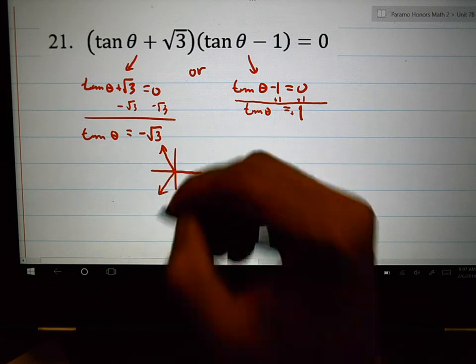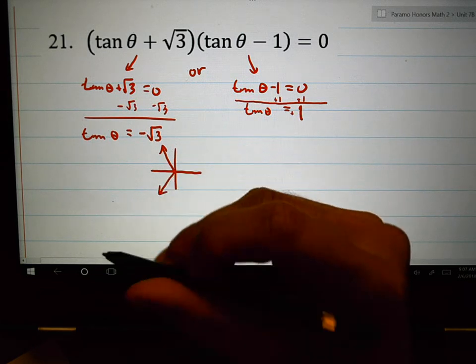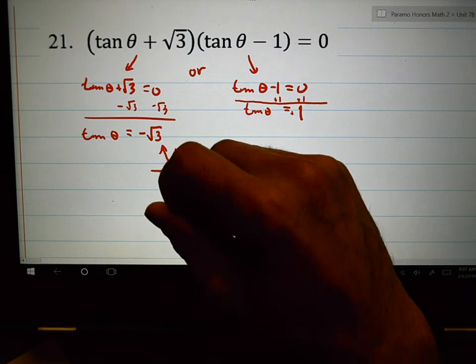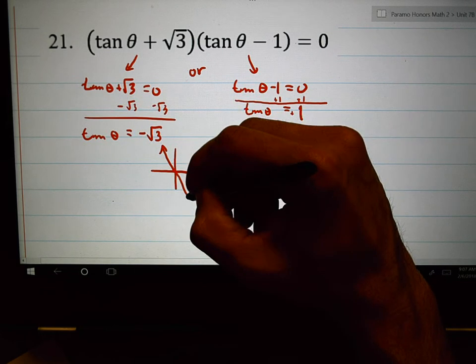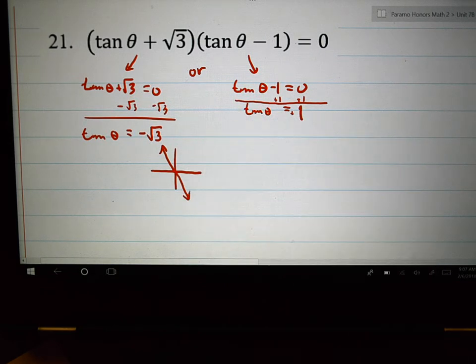Oh, I'm sorry, Mr. Paramo. They said 2 and 4, Mr. Paramo. There you go. That's 2 and 4, not 2 and 3.